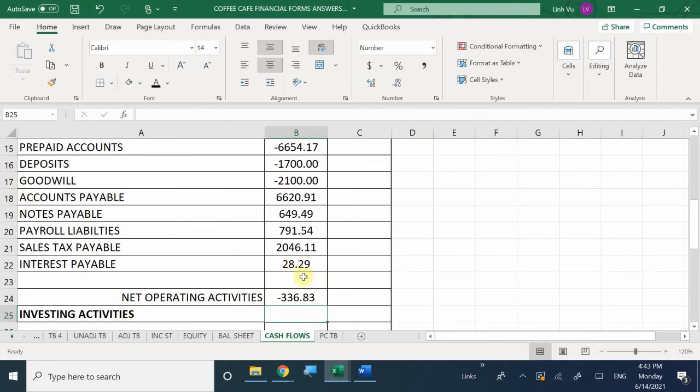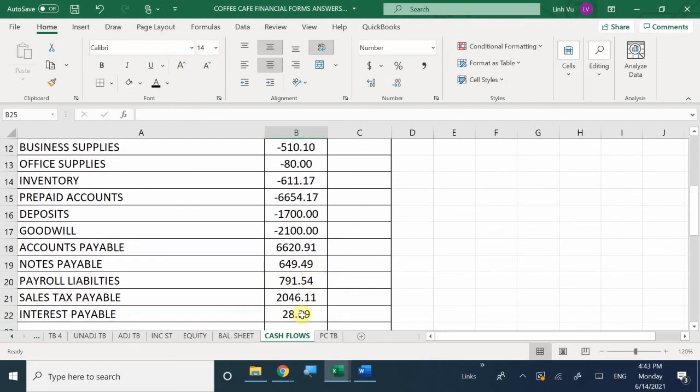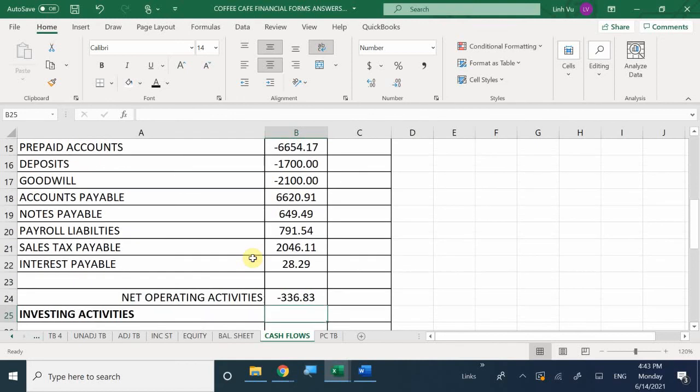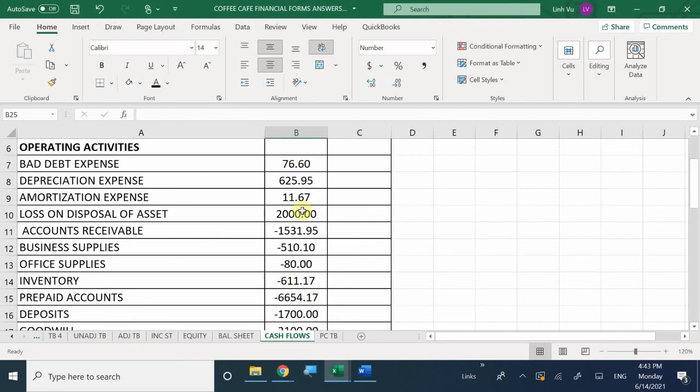So I got it. I figured it out. What did everybody else get? That's what I got now. 330. I was missing that 28.29. Okay. So Nicole, you're off by like $5, right? Weird. I'm off by $11. Okay, so that's probably your amortization expense.